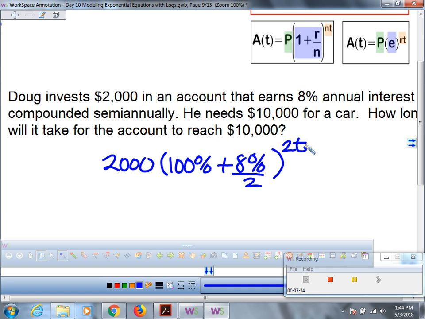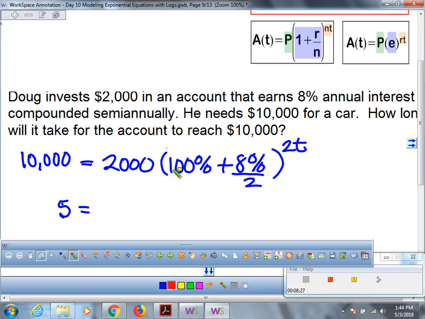How long will it take for the account to reach 10,000? So I'm going to divide both sides by 2,000. Sorry, not 5,000, 5. 10 divided by 2 is 5. And now I'm going to take care of this. This looks messy. It's really not. What's 8% cut in half? 4%. So I really have 104%.